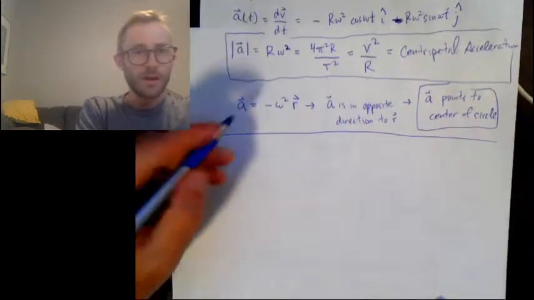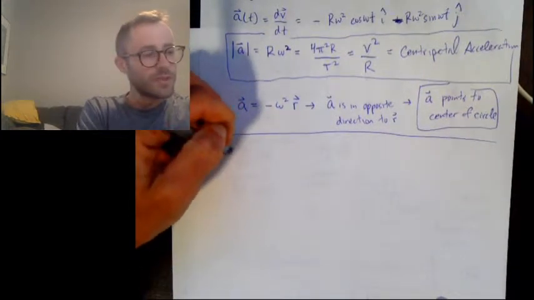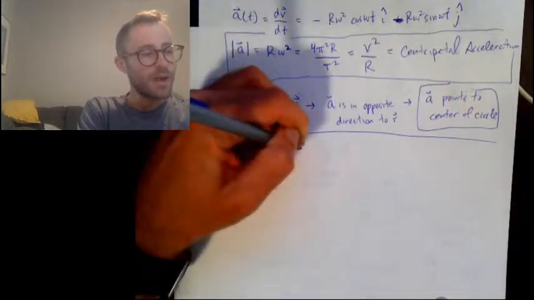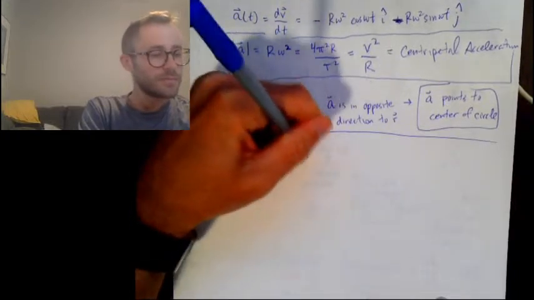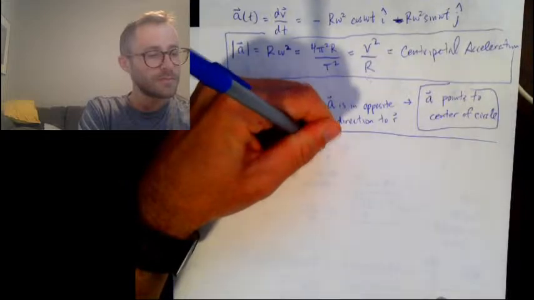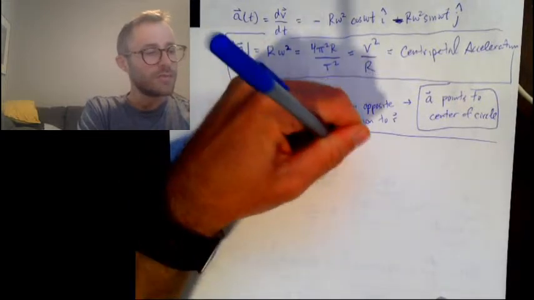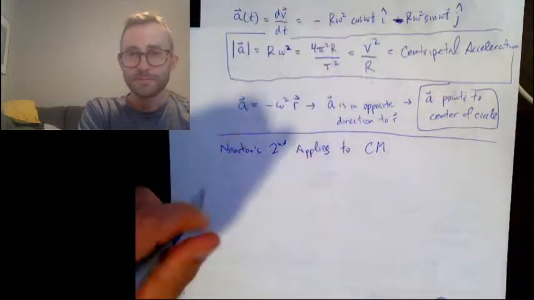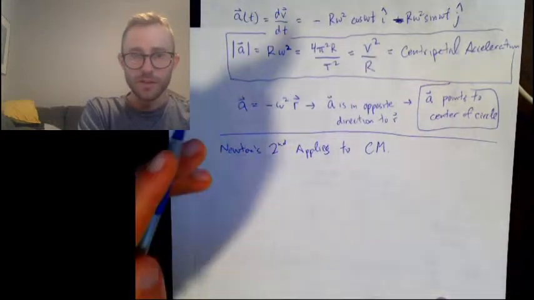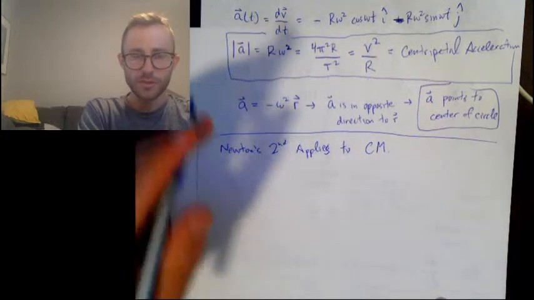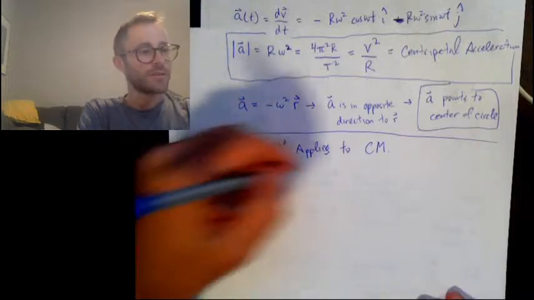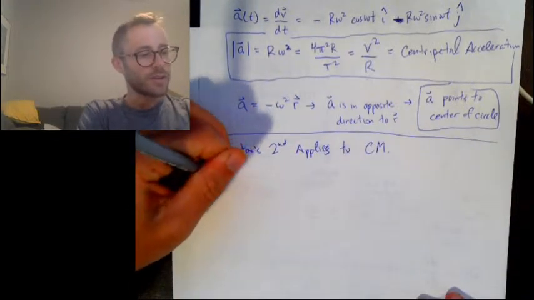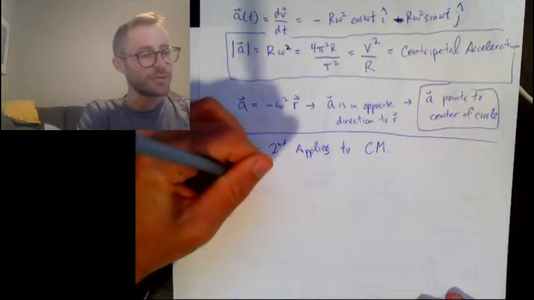So, Newton's second law applies to circular motion. Okay? Newton's second law applies to circular motion. So we are going to use this to analyze something called a conical pendulum.